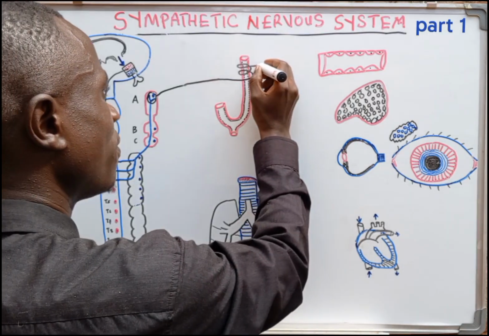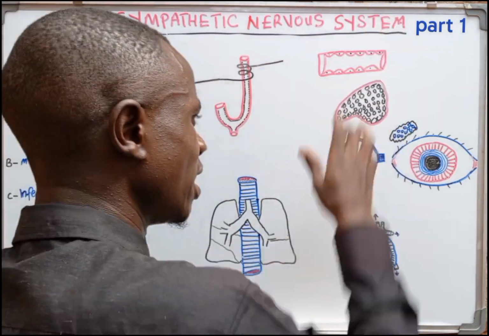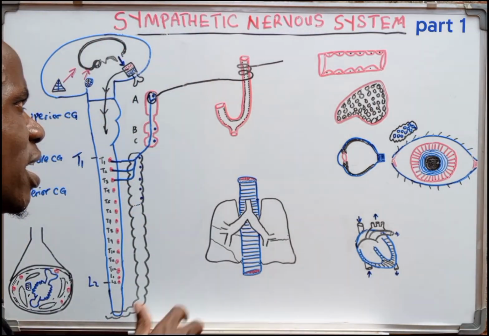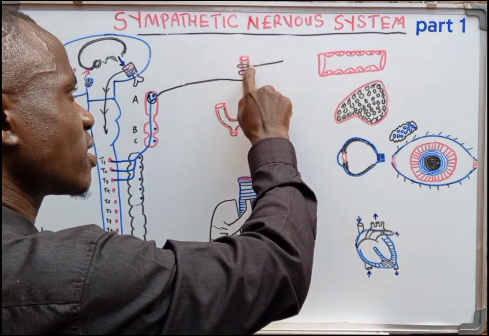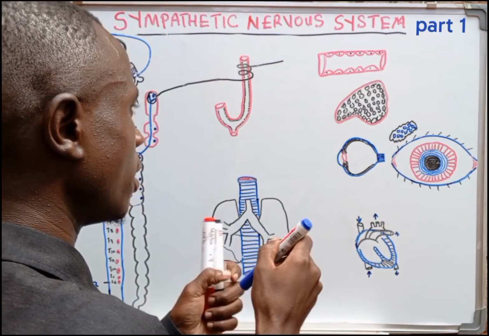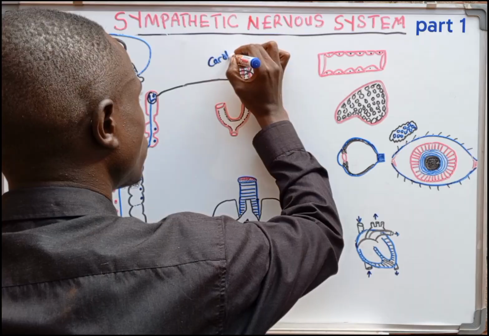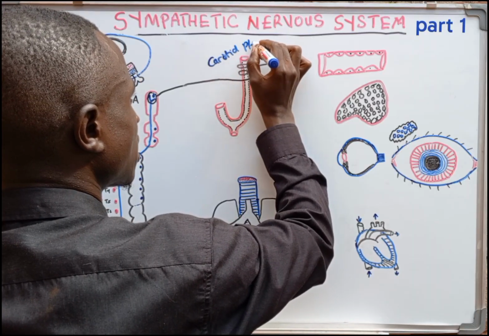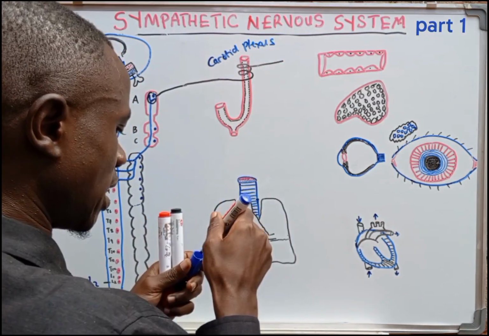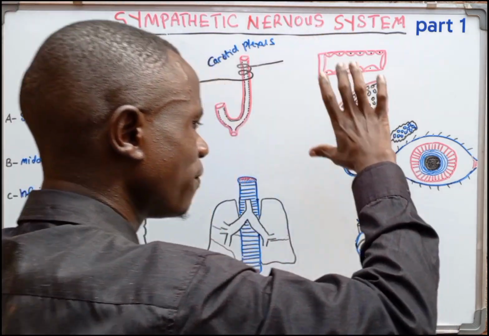Okay, and from there it will move and innervate different structures in the head and the neck. The plexus which is formed here is what we call the internal carotid plexus. You may even call it the carotid plexus. So now these postganglionic motor fibers are going to come and innervate these different structures.